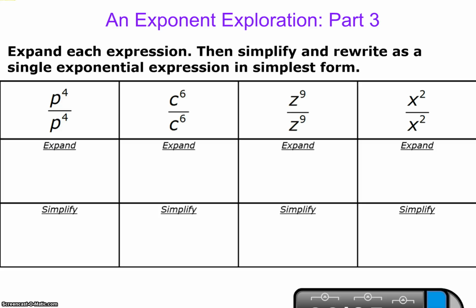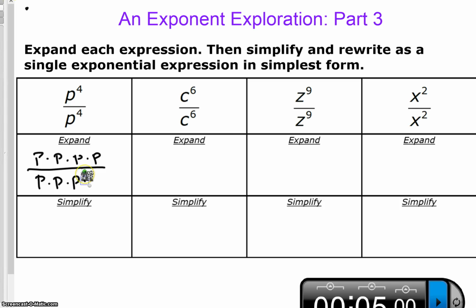Expand each expression, then simplify and rewrite as a simple exponential expression in simplest form. P times P times P times P divided by P times P times P times P, and we are going to cancel all those out. So we are left with P to the 0 or 1. When you have a base to the 0 power, it's always going to equal 1.